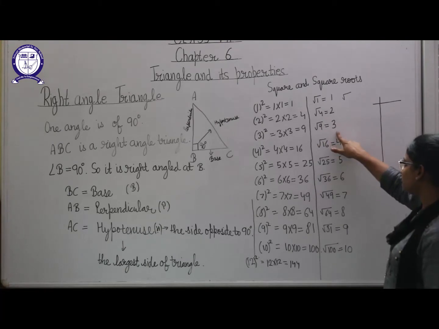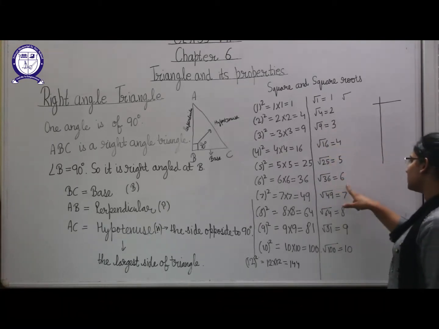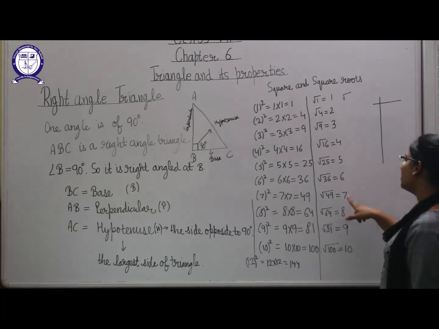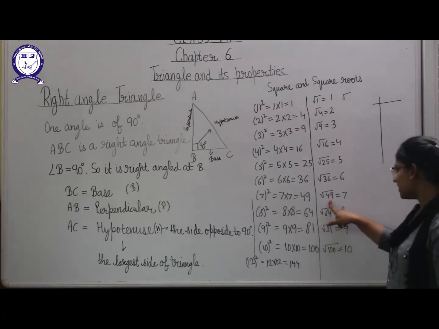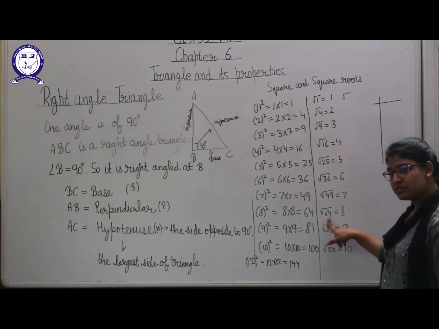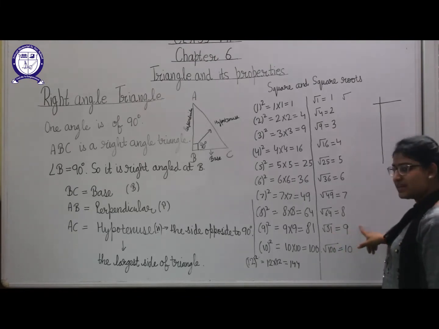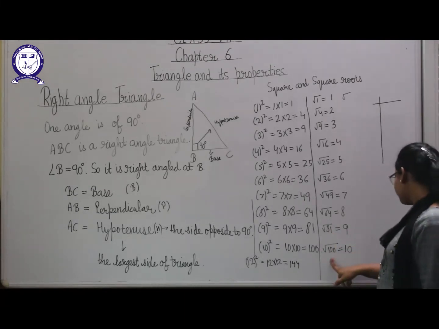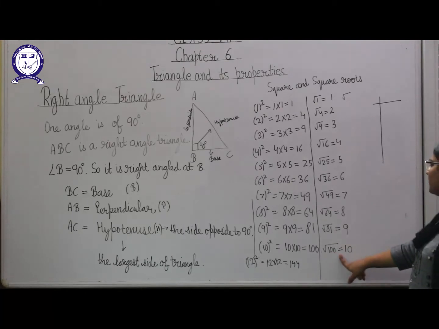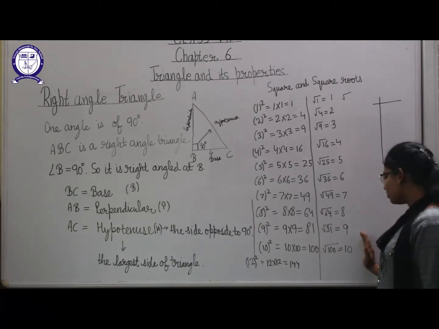Root 9 is 3, root 16 is 4, root 25 is 5, root 36 is 6, root 49 is 7, because 7 sevens will be 49. Like this, root 64 is 8, because 8 eights will be 64. Root 81 will be 9, because 9 nines will be 81. Root 100 will be 10, because 10 tens will be 100. Okay students, so these are the square roots.